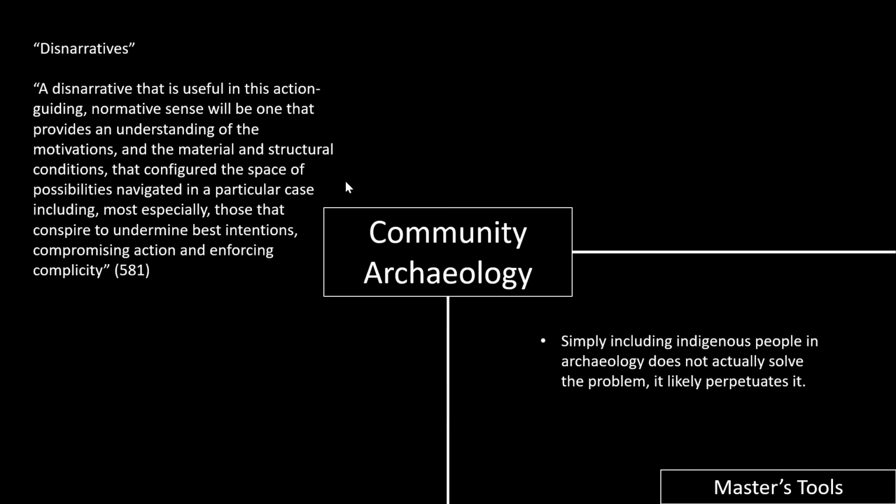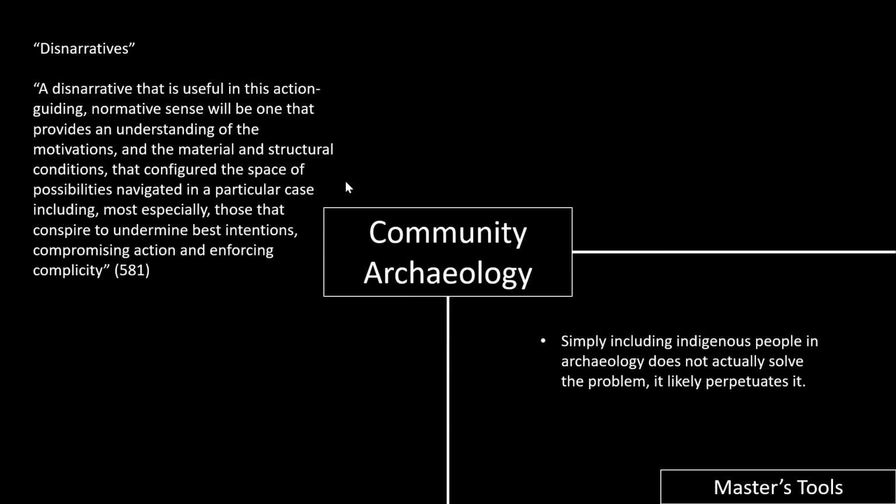particular case. So in other words, you've tried to do some community archaeology and something's kind of not worked, things have gone wrong, and telling that dis-narrative, telling that story really helps us start figuring out, well, what are the various things to look out for? What kinds of tools do I need to be able to navigate this really unfamiliar way of doing archaeology, right? And it allows us to pick out those instances, those counterfactuals that conspire to undermine the best intentions, compromising action and enforcing complicity.